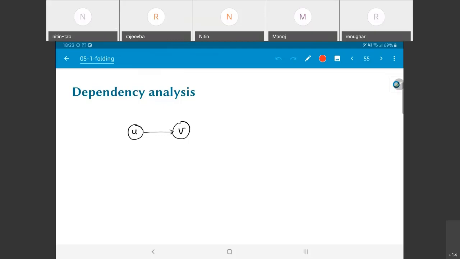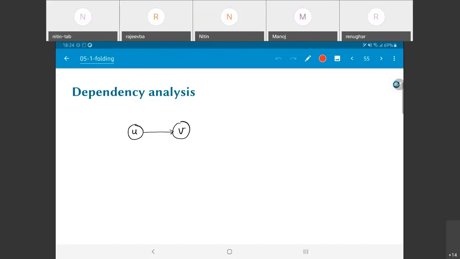And more importantly, when I have some kind of dependency in the graph, that is, there is some node whose output is being used by some other node, what does that imply for the scheduling instance or the time instance at which different operations can happen in the actual system?